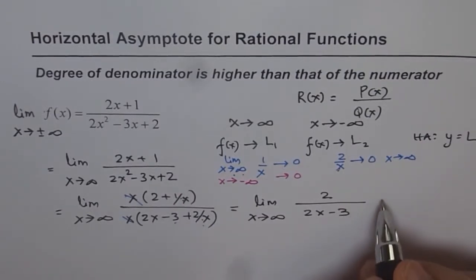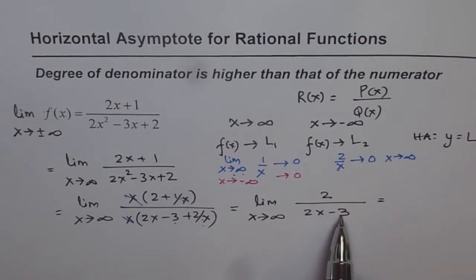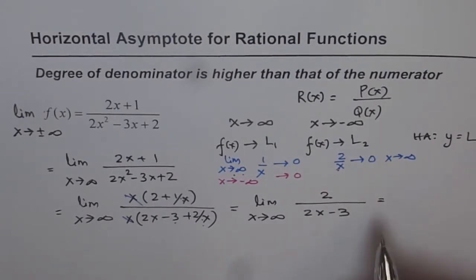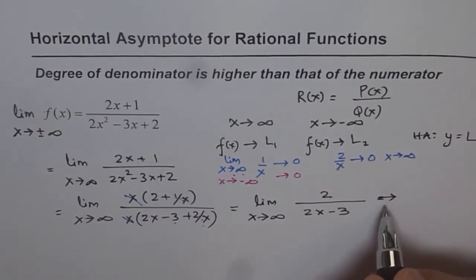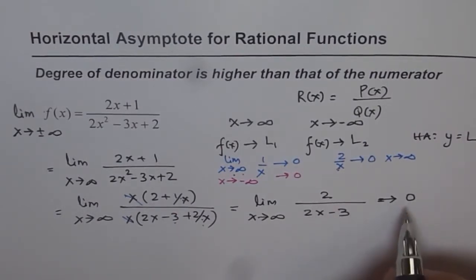Since these two terms where we have x in the denominator will approach 0, we could write it like this. Now, if x approaches a large number, what happens to the denominator in this case? This is 2x minus 3. If x is very large, this whole denominator will be very large, right? And therefore, this will also approach 0. Do you see that? So the function approaches 0.